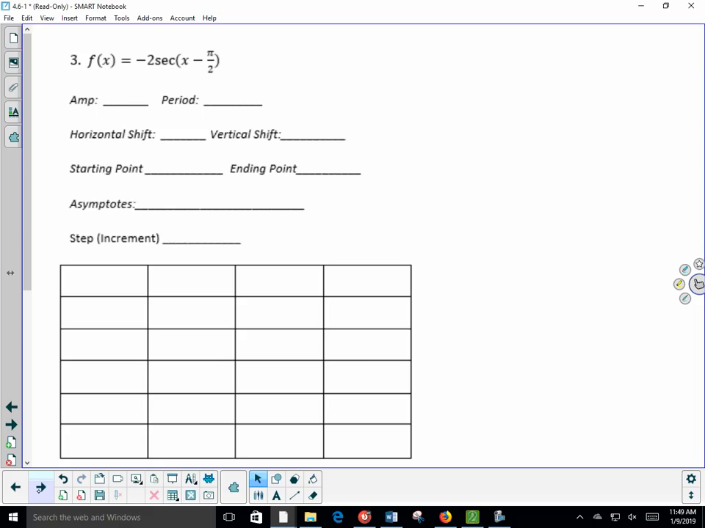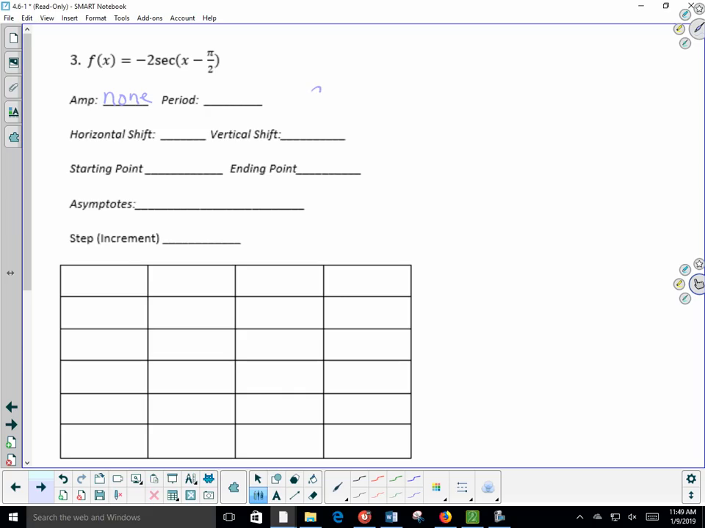This time we've got -2 times secant of x minus pi over 2. All right, amplitude here. Remember, we don't want to say it's the absolute value of a. That's a big no-no on secant graphs. There is no amplitude because there is no highest point. We can't say the highest point minus the midline or something like that. So remember, when you see amplitude for a secant or cosecant, that's a trick question. You're going to say none, does not exist, something like that.